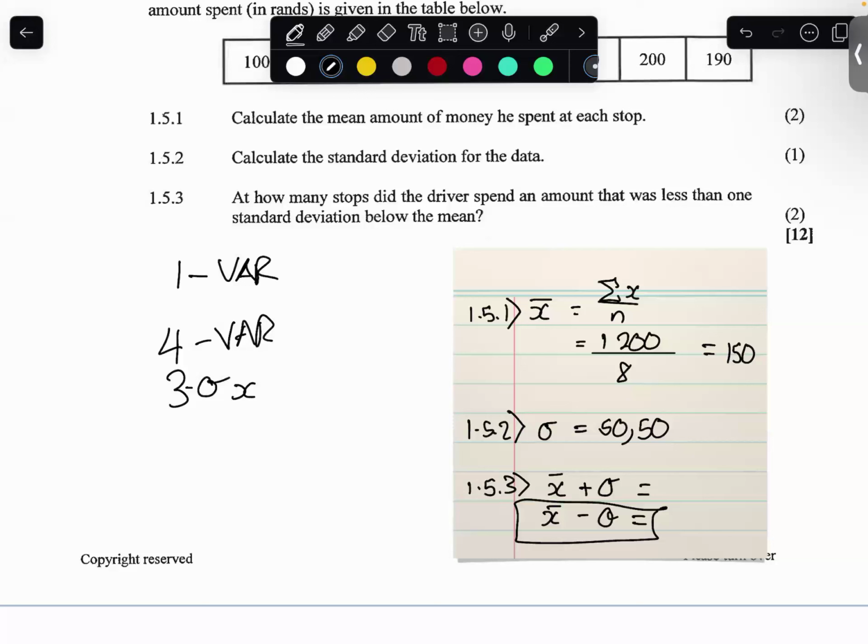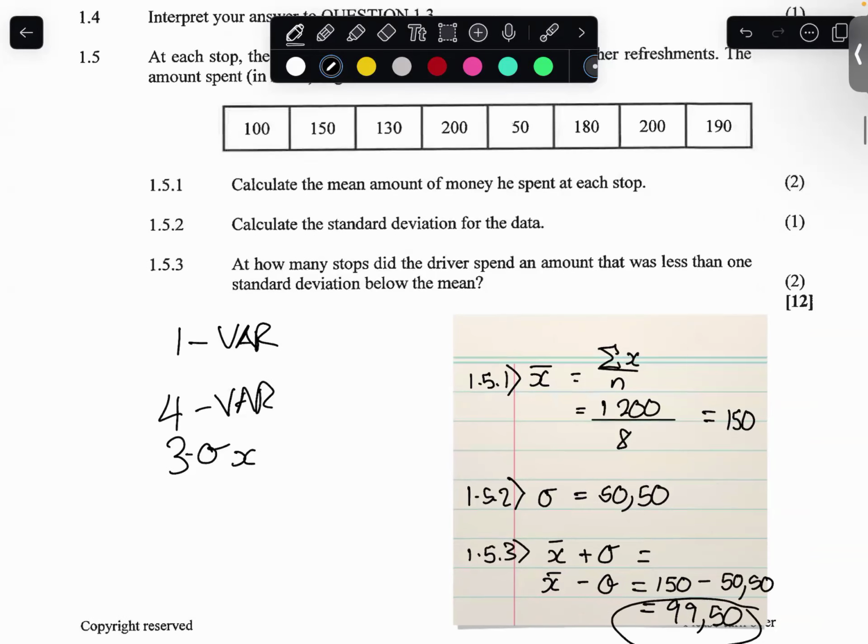The reason being is because the question said, at how many stops did the driver spend an amount that was less than 1 standard deviation below the mean? So this is the standard deviation below the mean. We're going to take the mean amount, which is 150, and subtract 1 standard deviation, which is 50,50. That gives us 99,50. Then we look at the data for any data element that is less than 99,50.